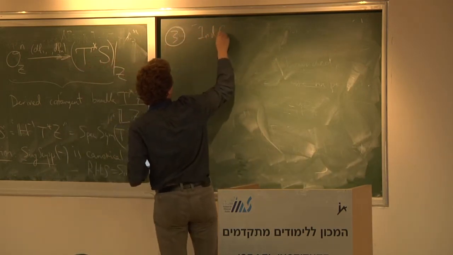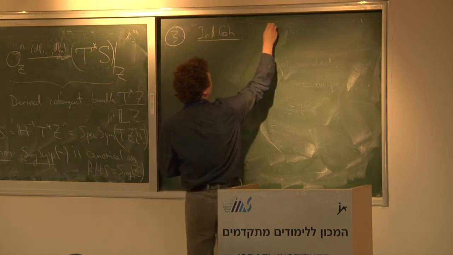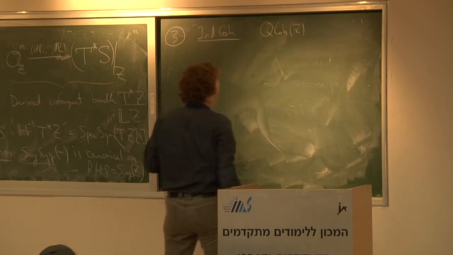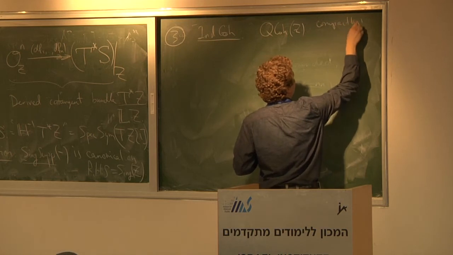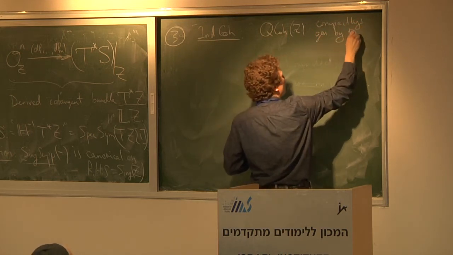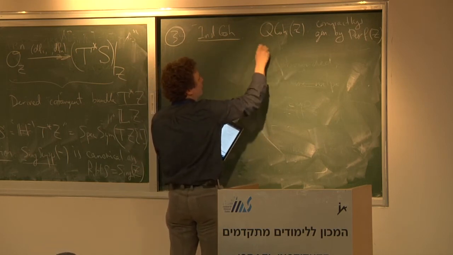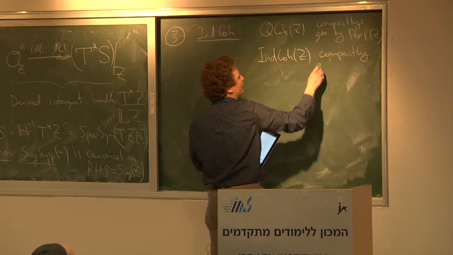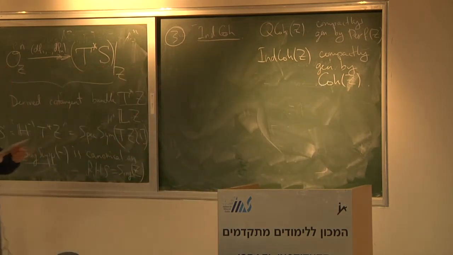Now let's move to this scarier object, this IndCoh. There was already some discussion about what this is, and roughly speaking, to summarize what was already said, there is the category of quasi-coherent sheaves. This means the derived category of quasi-coherent sheaves, which is compactly generated by perfect complexes. And it turns out that there is a larger category, Ind-coherent, that's compactly generated by the larger category of coherent complexes.